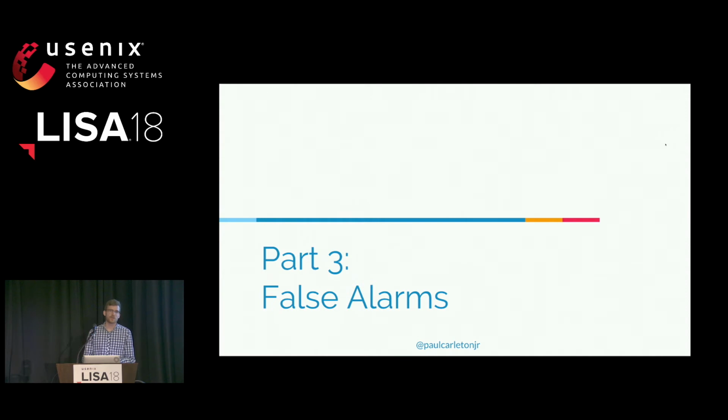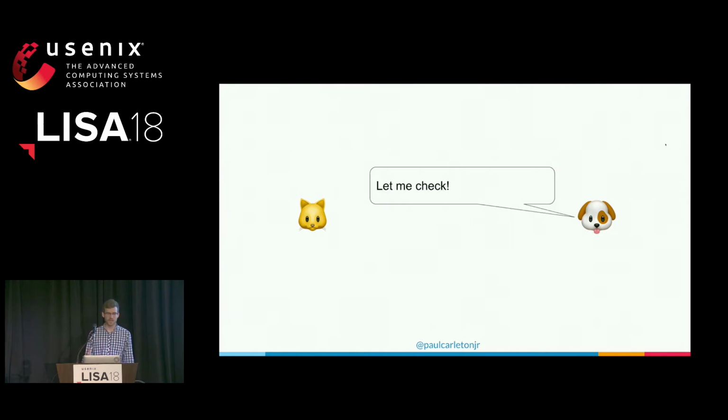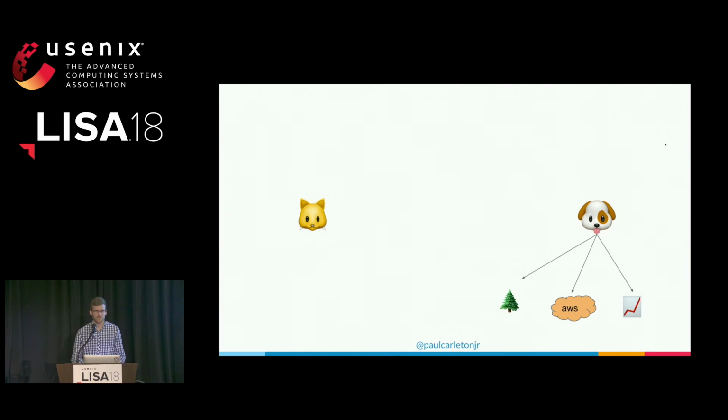The third part was around false alarms. I was really surprised how quickly everyone learned about the lifespan management system and how quickly everyone learned to blame it when something went wrong in their system. Someone would come in and say, something's funky in my system. Did lifespan management just mess with it? We'd say, okay, sure, let me check. We check our logs, we do some AWS API calls, check our metrics. It would take us a couple of minutes to assemble the right picture.